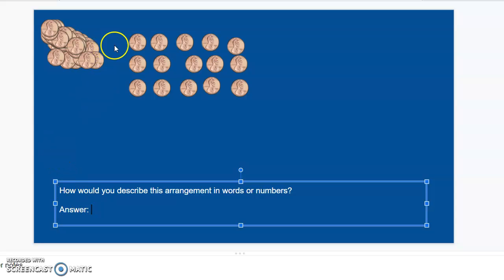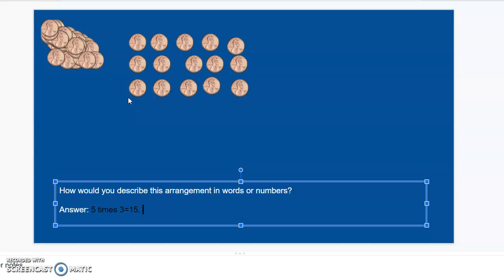I know that this side has 3 and that this side has 5. And 5 times 3 is 15. So I'm going to go 5 times 3 equals 15. That is one way I could do it.